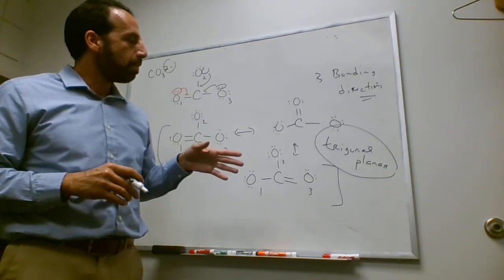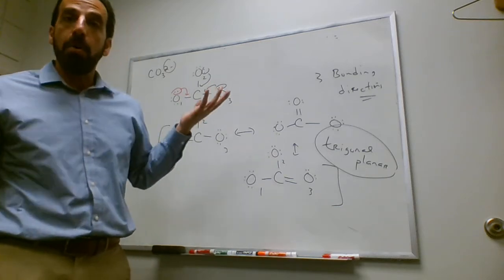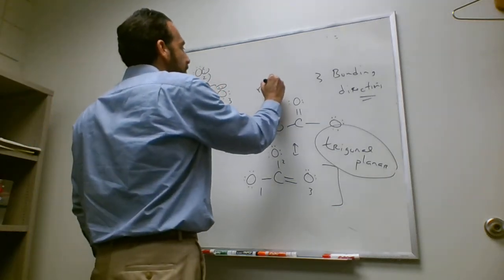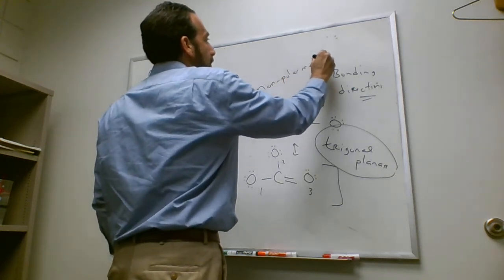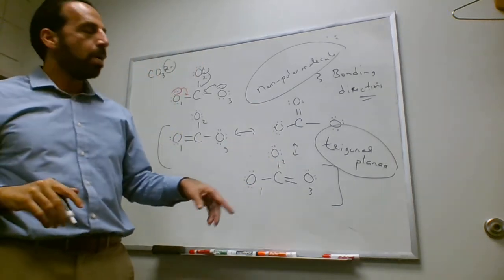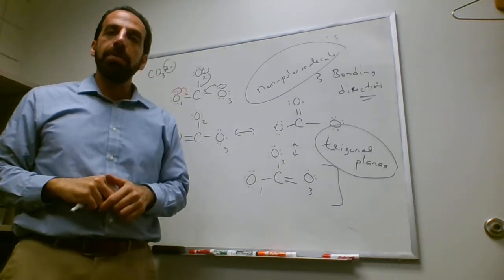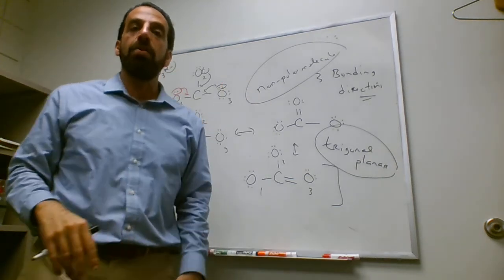A couple things in terms of the polarity, since all 3 of these are going to be the same, this is actually going to be a nonpolar molecule. It all cancels out. So if you have a trigonal planar molecule in which all 3 of the terminal atoms are the same, it's going to be non-polar because they all cancel each other out.